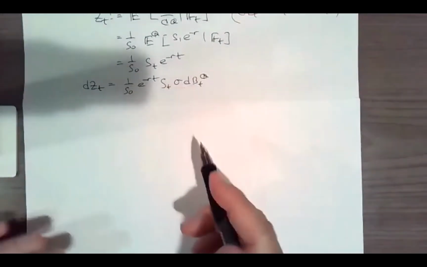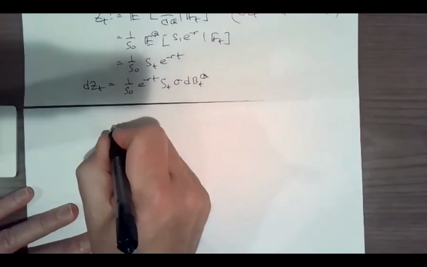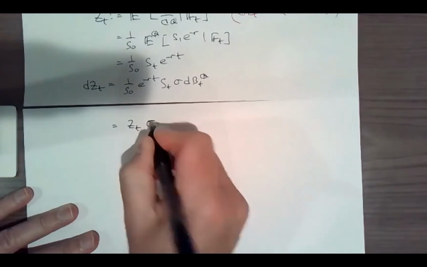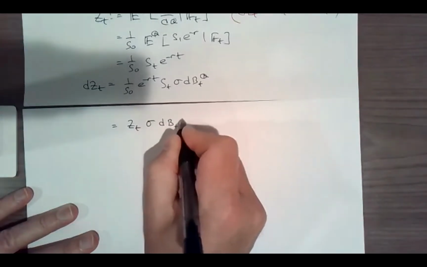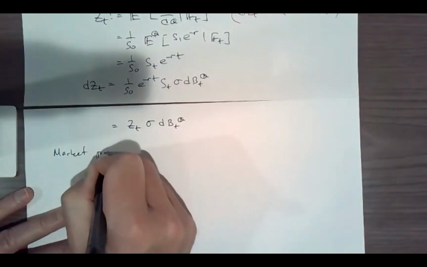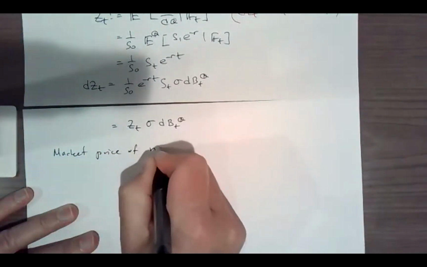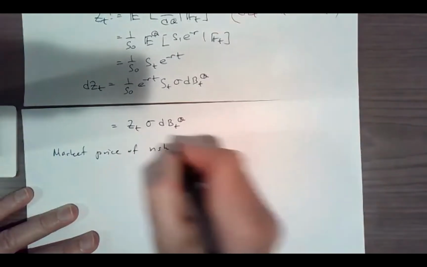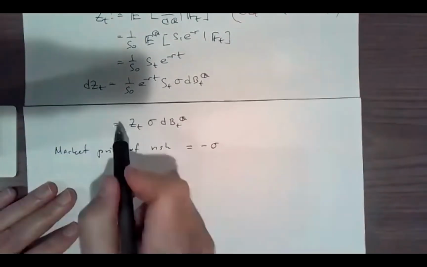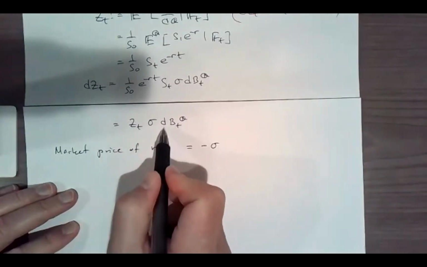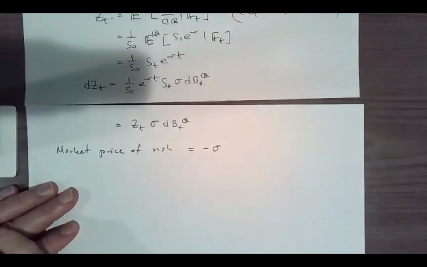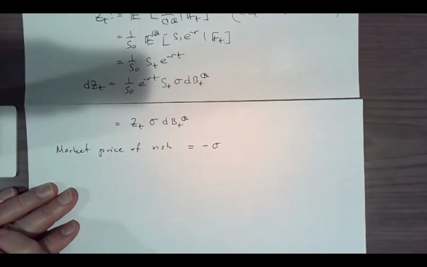Read off my market price of risk. This here will be the first part. So this will be C_T, I'll have a sigma dB_T^Q. Right, so the market price of risk is equal to minus sigma, because I need a minus sign here, and then it's that factor between the Z and the dB. In this case, it's going to be sigma. That's the market price of risk.